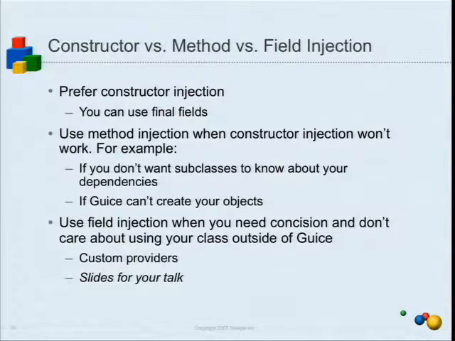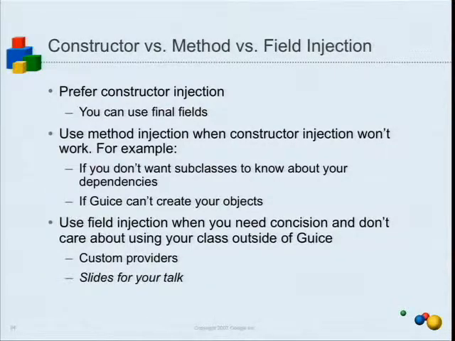And if I add a new dependency, I'm going to have to go through and change all my subclasses, which is kind of contrary to what we're trying to accomplish here. We want to isolate changes. So that's where method injection is a good option. Guice will just call your setter method or whatever you want. Your method can be named whatever you want, without the subclass being any the wiser.